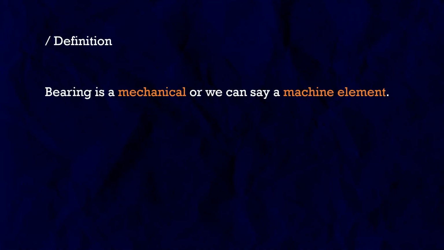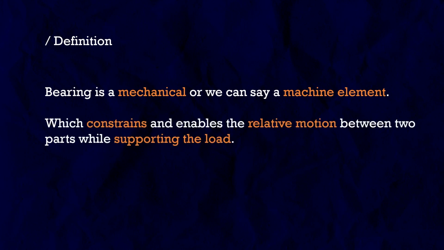So let's start with the very basics. What is a bearing? By definition, a bearing is a mechanical element, or we can say machine element, which constrains and enables the relative motion between two parts while supporting the load with very little friction. So what does it mean? It means bearings have two main basic functions.